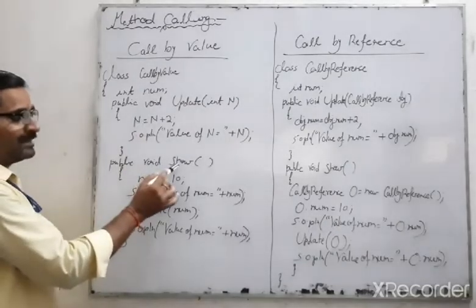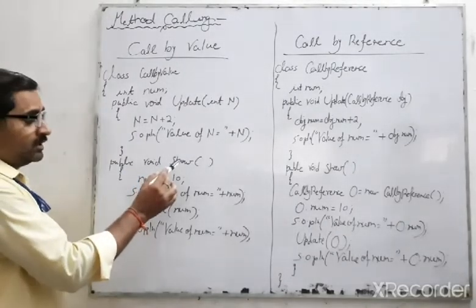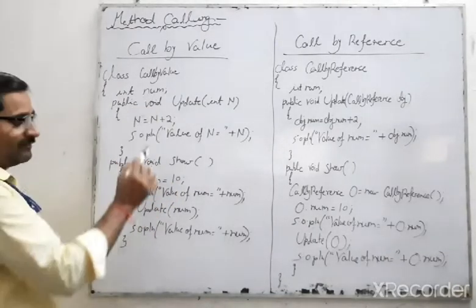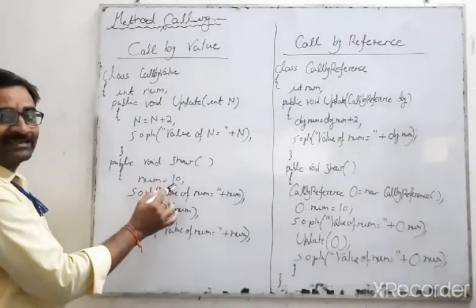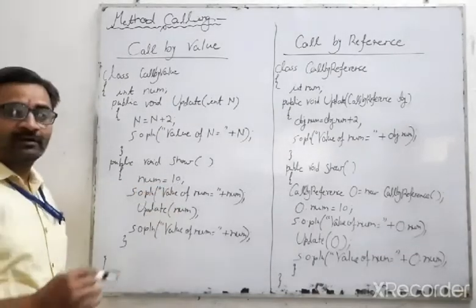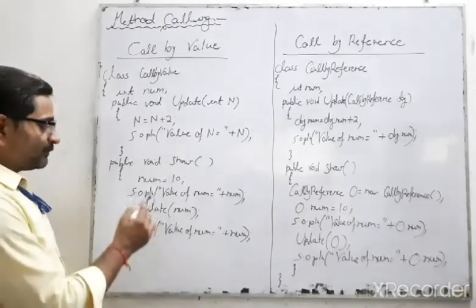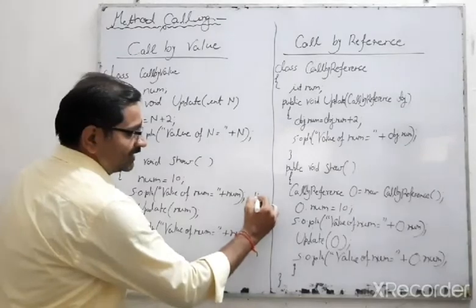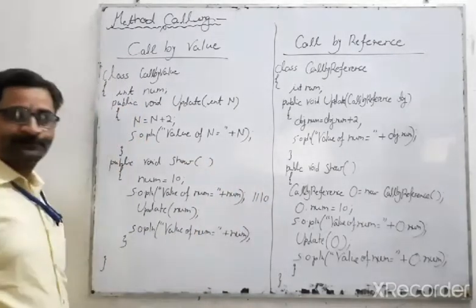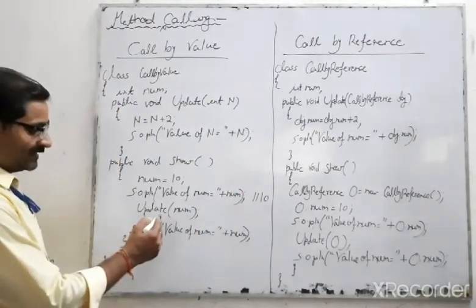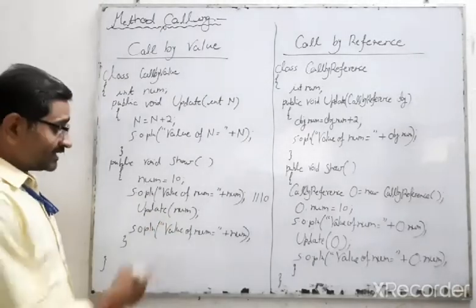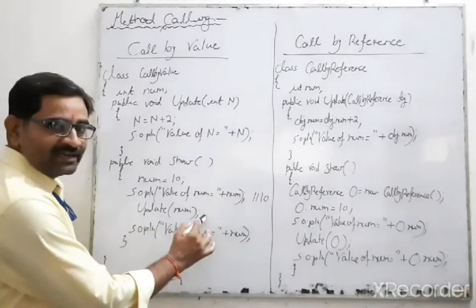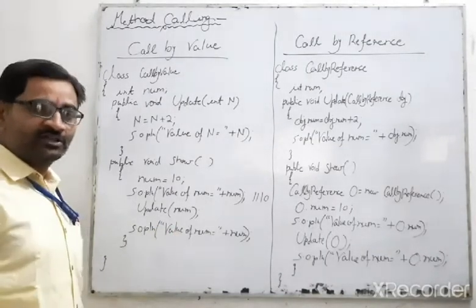Now the second method, which is show. The show method contains the value of the num variable. The value of num is 10. Before the method calling, first we print the value of num. So here you will get the output 10. After this, update(num). This statement is the method calling, as I told you in the previous video also.